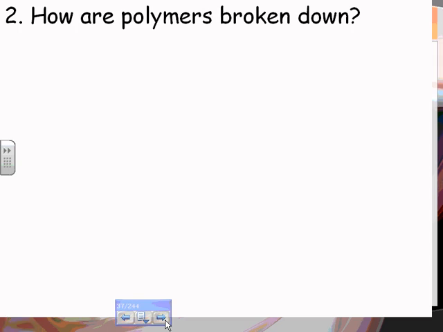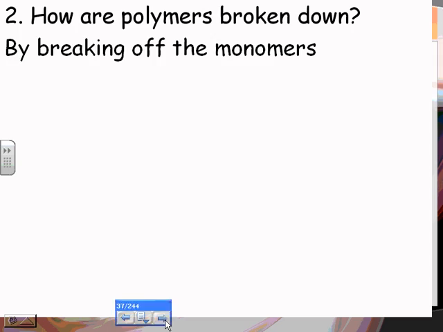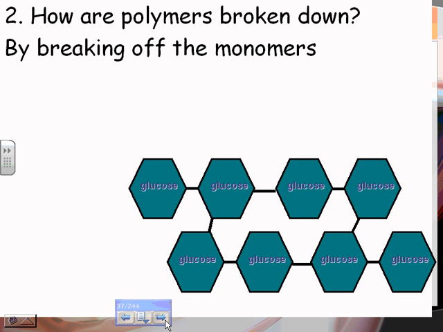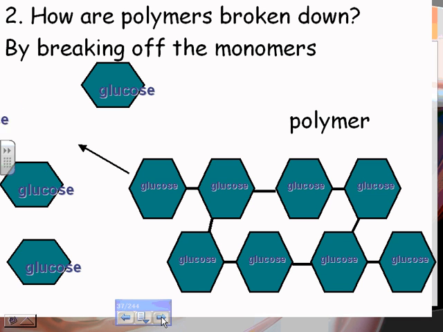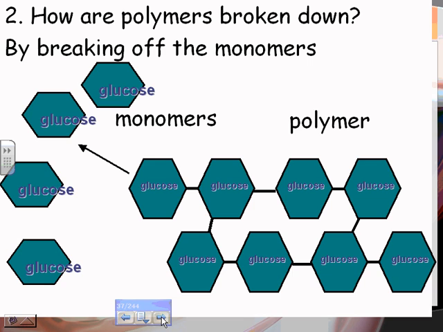How are polymers broken down? By breaking off the monomers. So there's your polymer, and you use an enzyme, which is something we'll show you later, and you break the bond. And so you break them into individual glucose molecules. When you do that, you're adding water into it. It's called a hydrolysis reaction. Again, it's a little bit more than you need to know, but you can certainly ask me in class and I'll be happy to show you that.